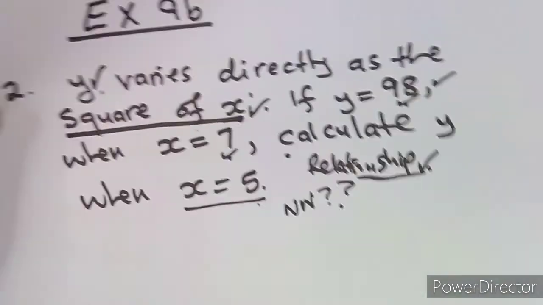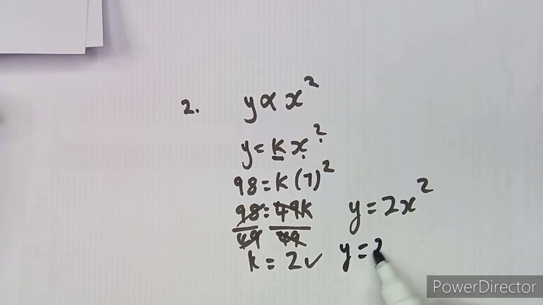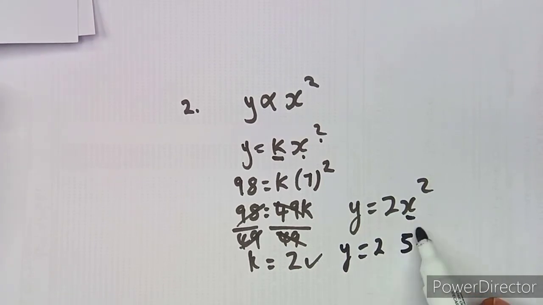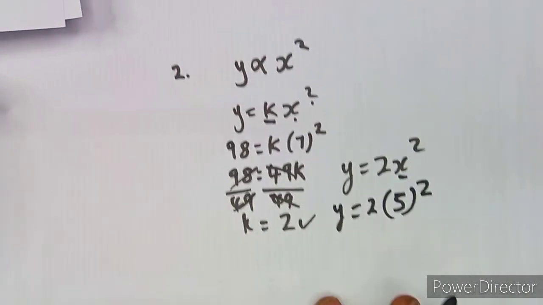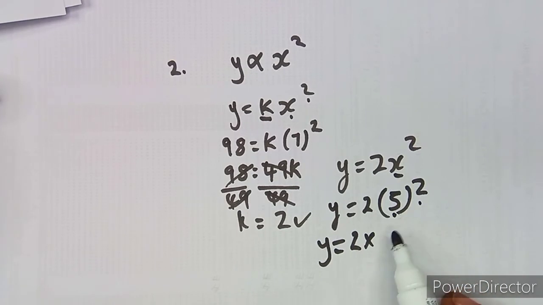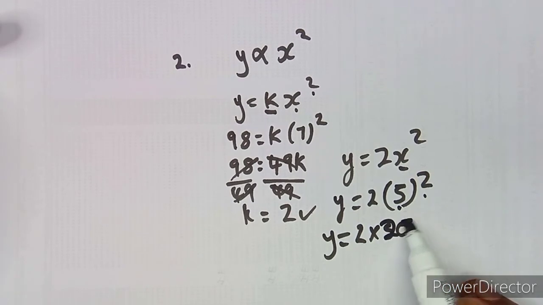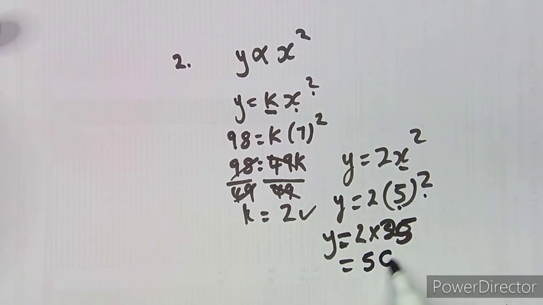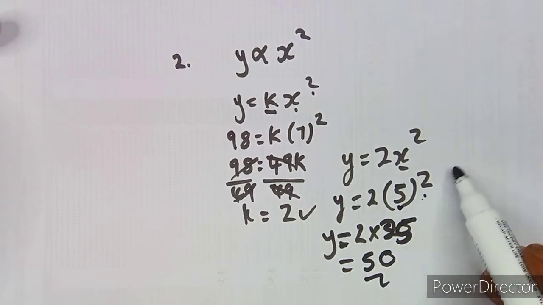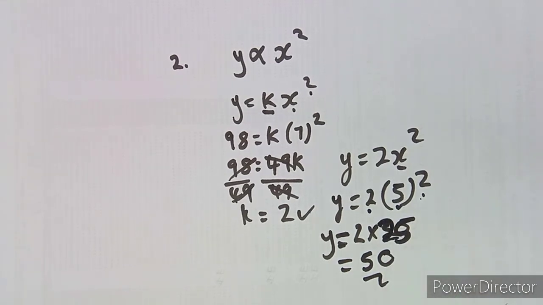Remember that question we said you're going to try it. So when x is equal to 5, y is equal to, in place of x substitute 5, so it's going to be 2 times 5 squared. That's 5 times 5, which is 25. Then 25 times 2, which is 50. I was working with the answer in mind. Anyways, that is what you're supposed to get in this case.